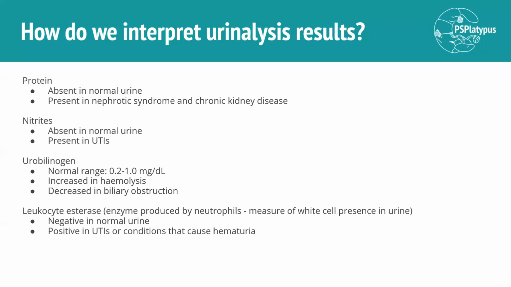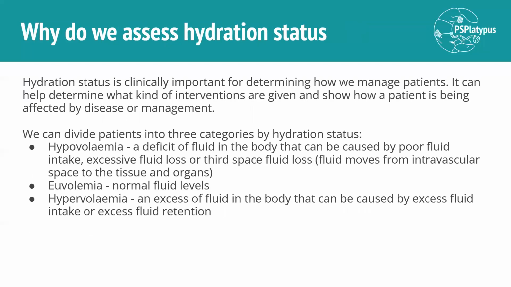Leukocyte esterase is an enzyme produced by neutrophils, so we use this as a measure of white cell presence in the urine. It is negative in normal urine, but might be positive in UTIs or conditions that cause hematuria. So we're just thinking about any conditions that can cause white cell presence in the urine.